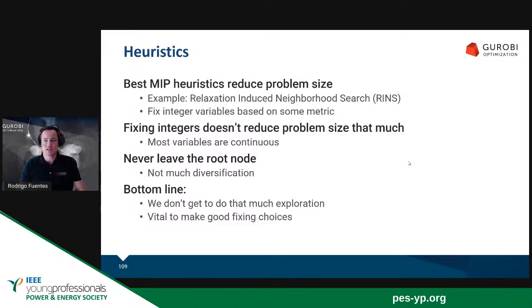The best heuristics reduce the problem size, and the heuristics fix integer variables to some extent. Fixing integer variables doesn't reduce the problem size that much because, if you recall, in unit commitment problems most variables are continuous. We can help, of course, by fixing some integer variables, but it only helps so much. We have other uses of optimization, not in power systems, in which all the variables are integer, or all are binary, or there are a few continuous variables. That is not the case in a unit commitment. So there is not much room for diversification on the root node. We don't get to do a lot of exploration because we don't have a lot of integer variables relative to the total number of variables, and it's vital to make good fixing choices on the smaller number of integer variables that we have.